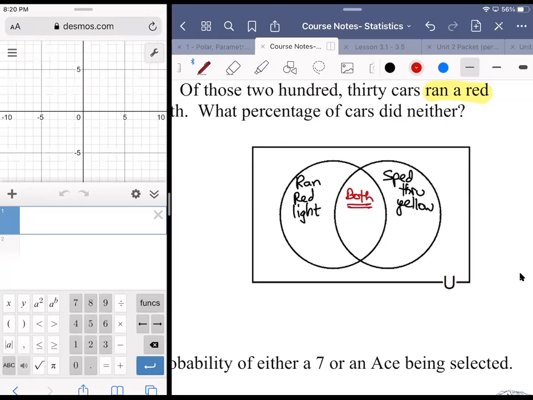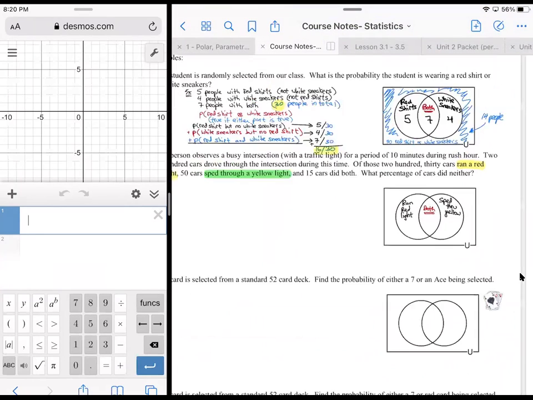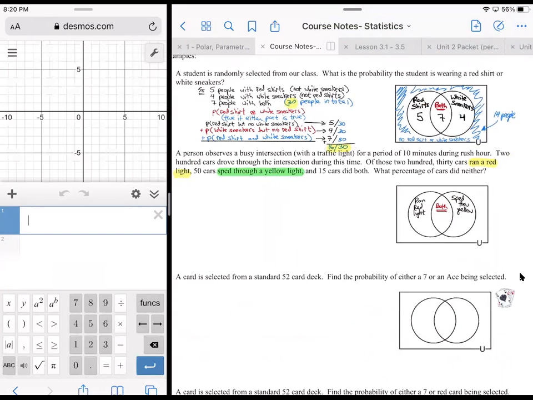And you don't count both towards left or right, correct? Correct. You consider them essentially a third category. Cool, thank you.